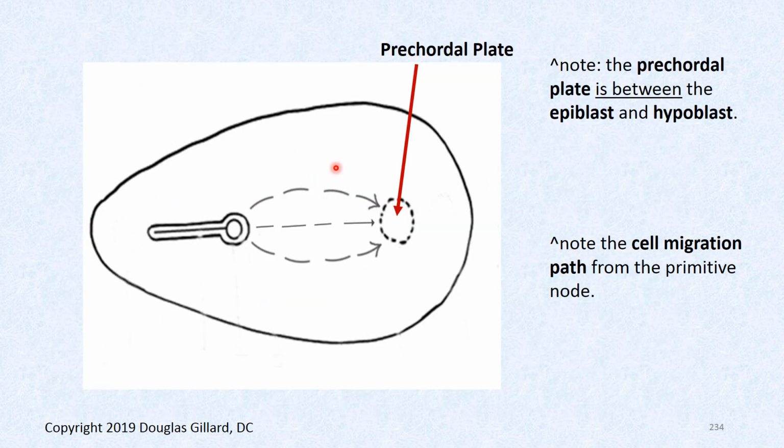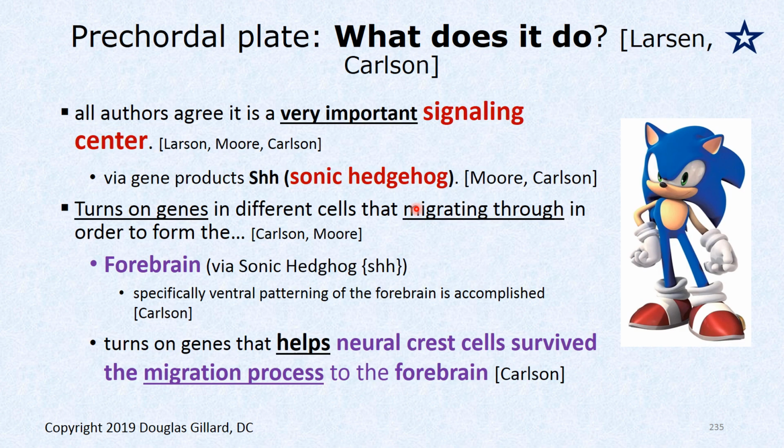See, like this author did. So, prechordal plate. There's the primitive node. You can see the cells have migrated up here. This is the cranial part of the embryonic disc. This is the caudal because the streak grew here. And so these cells came up and they formed the prechordal plate. He put little dots around it indicating that it's actually deep to this top layer. Everybody good with that? So what's the big deal about this prechordal plate thing?